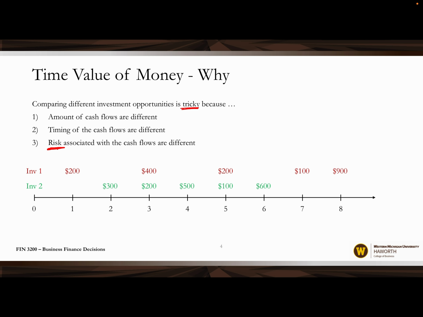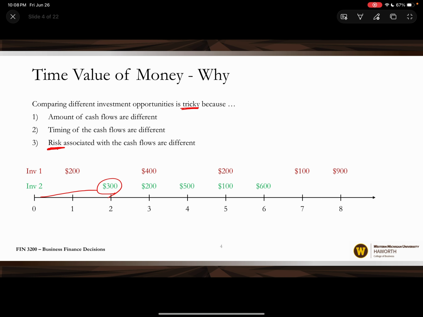Time value of money allows us to come up with one number for each of these investments, so we can compare the investments objectively. What we're going to do is, real quick, for investment two, I will convert this cash flow into time $0. So it'll be a little bit smaller. Maybe the present value of that will be $290.